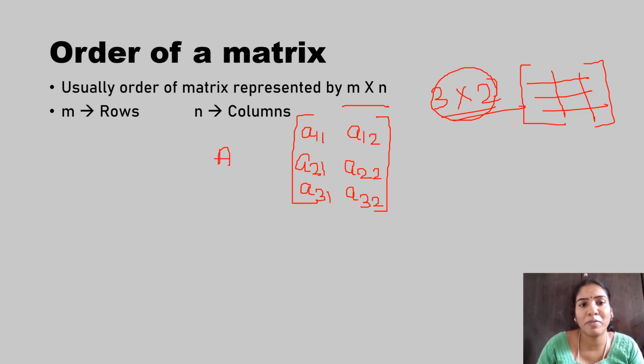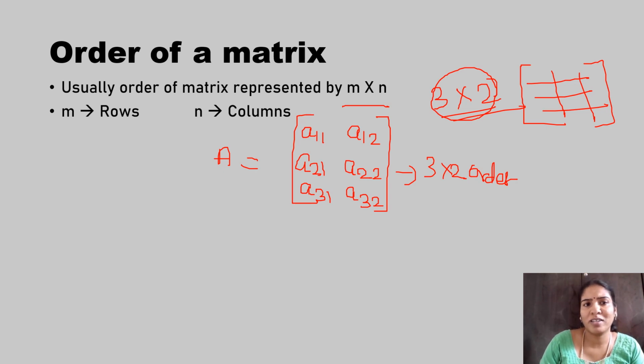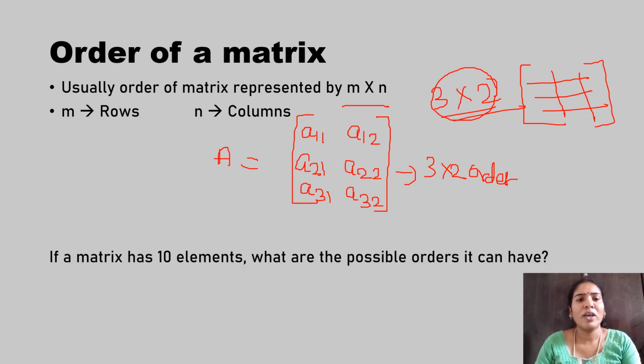I'm just naming the matrix as capital A, which is going to have 3 rows and 2 columns. So it's a 3 cross 2 order matrix. Okay, this is how we need to represent the matrices. Now I will have one question. I asked how many elements are going to be there, right?